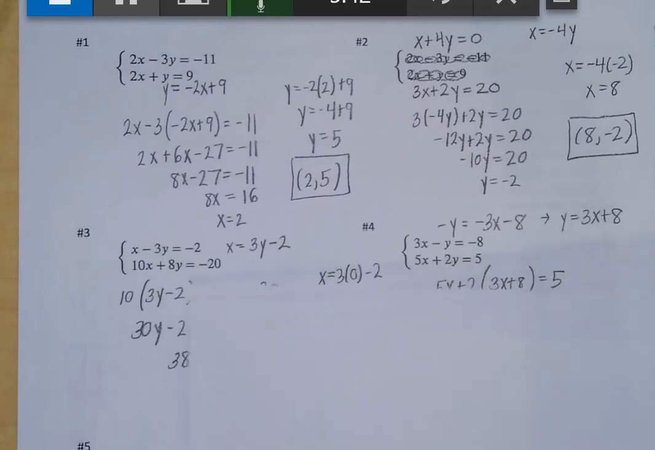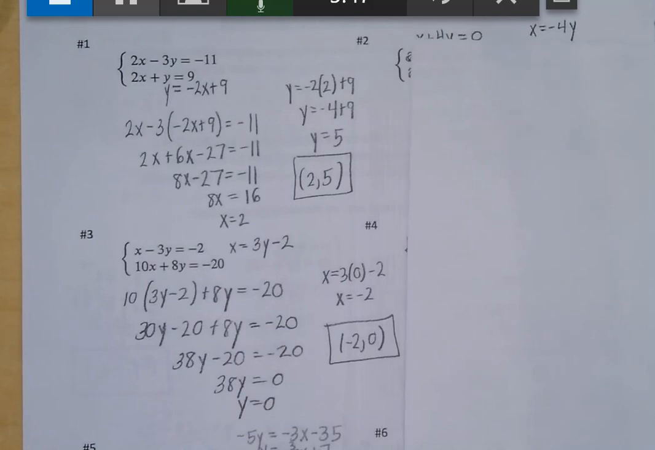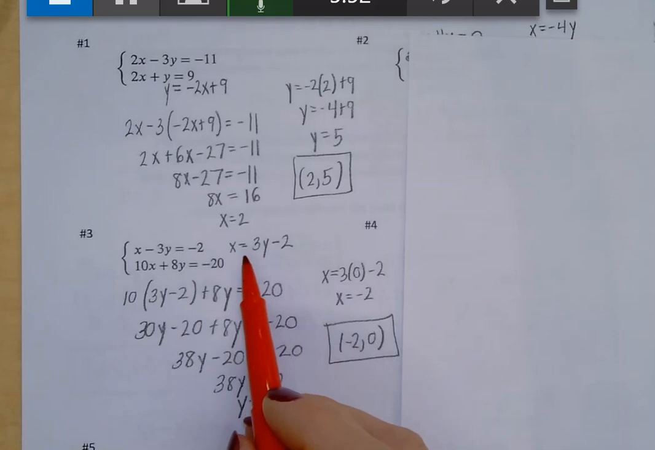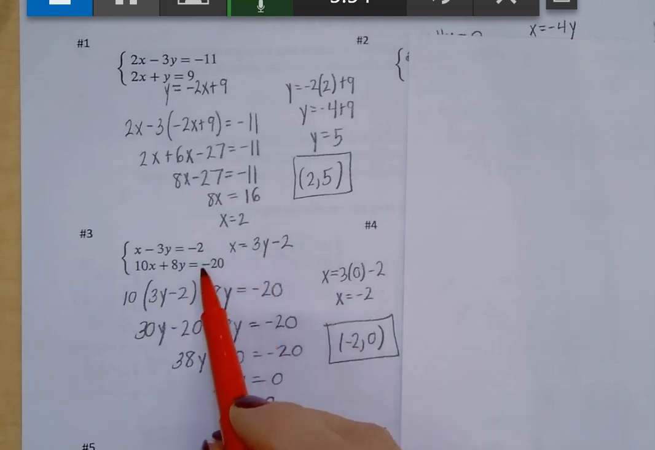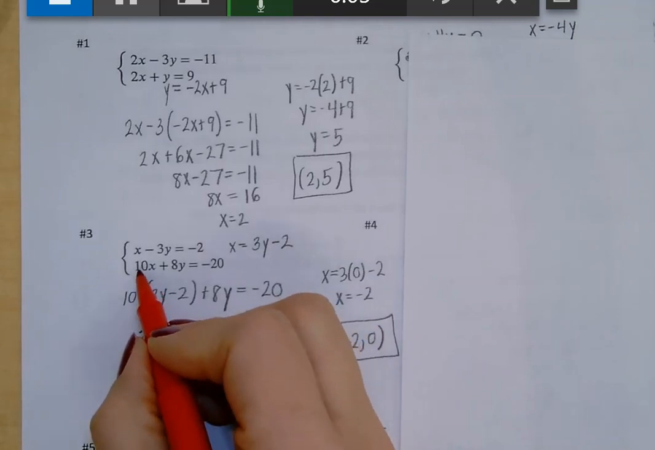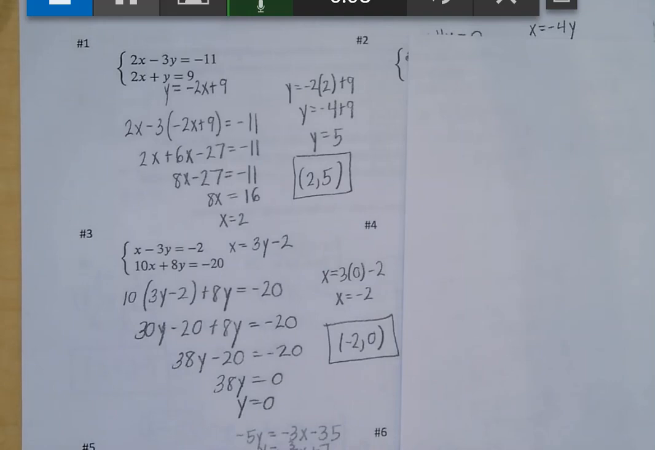Okay, looking back at number 3. Sorry, let me get myself to number 3. I rearranged that first equation, and I ended up with x equals 3y minus 2, and when I substitute that into my lower equation, I end up with the ordered pair negative 2, 0. Now remember here, if you wanted to, you could divide each one of these terms by 2, just to make your math a little bit smaller. So you could have rearranged this and said 5x plus 4y equals negative 10.